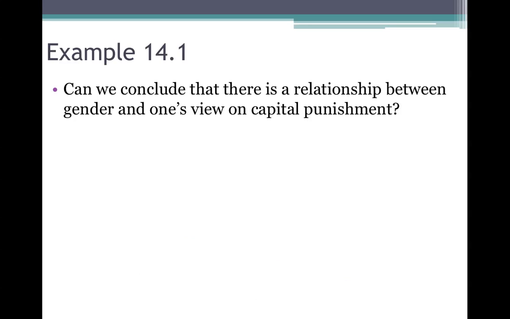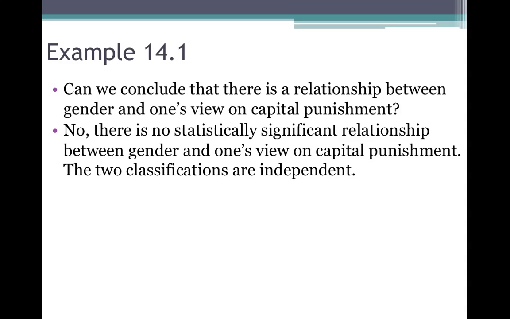Can we conclude that there is a relationship between gender and one's view on capital punishment? So think about this for a minute. Did we prove that we have a relationship, or did we prove that we have no relationship? The answer to the question is no. There is no statistically significant relationship between gender and one's view on capital punishment. The two classifications are independent. Okay, so when you have the type of conclusion where you fail to reject the null hypothesis, you're basically stating that the two classifications are independent of one another.